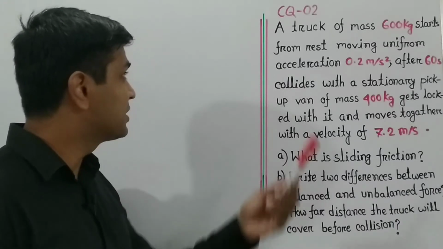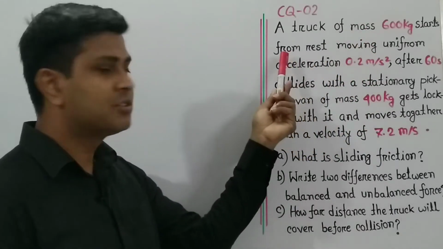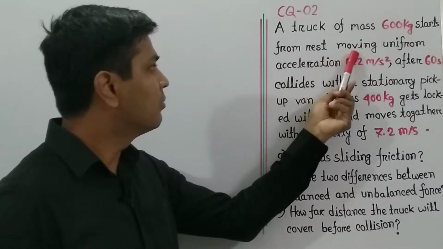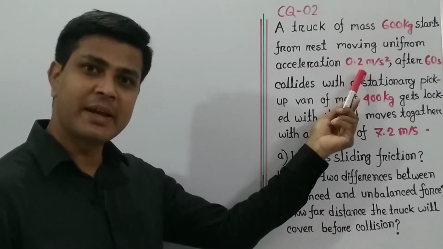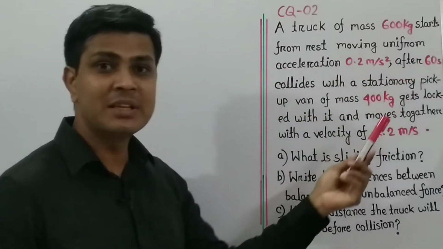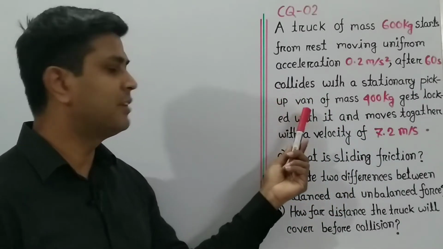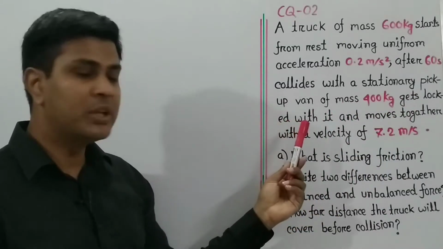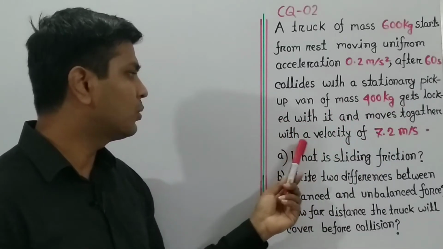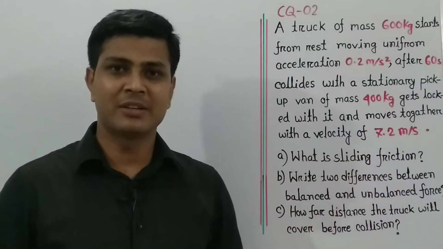Let's see the stem. The stem says a truck of mass 600 kg starts from rest, moving with uniform acceleration of 0.2 meter per second square, and after 60 seconds collides with a stationary pickup van of mass 400 kg, gets locked with it and moves together with a velocity of 7.2 meter per second.